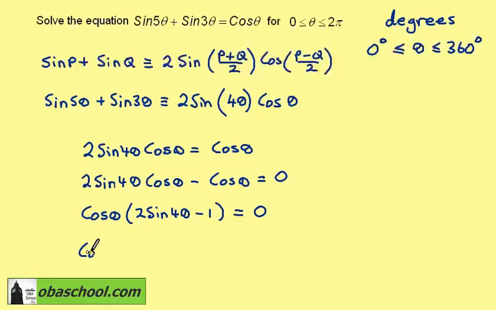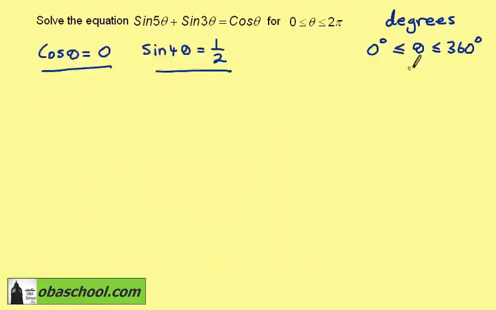This tells me that either cos θ = 0, or sin 4θ = 1/2. Looking at cos θ = 0 for values of θ between 0 and 360, the correct values here are 90 degrees and 270 degrees, and you should really know this without having to work it out.